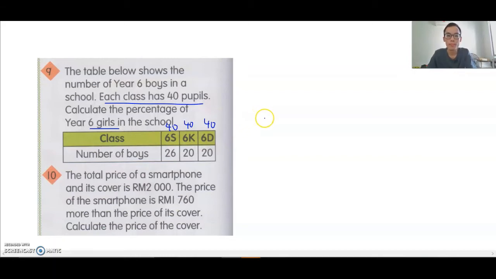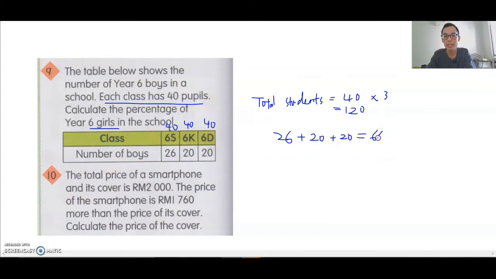Okay, so total students, we add all the 3 classes. 40 times 3 classes, you get 120 students. Number of boys, you add them up. 26 plus 20 plus 20, you get 66. These are boys. Okay. Then to find the girls, you take the total students, 120, minus the total boys. So this is 54 girls.